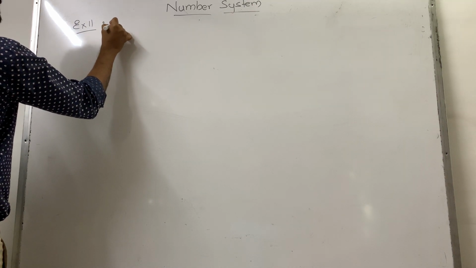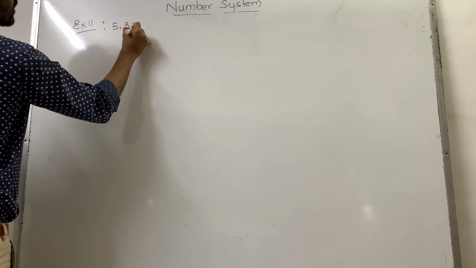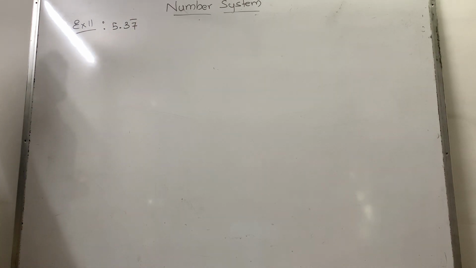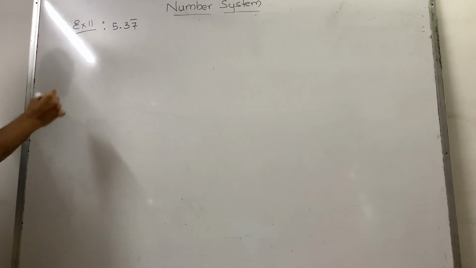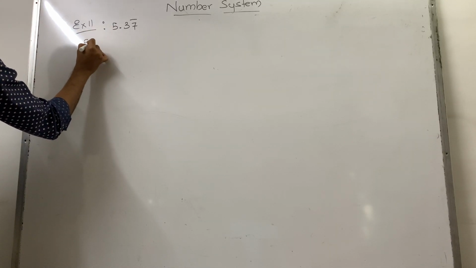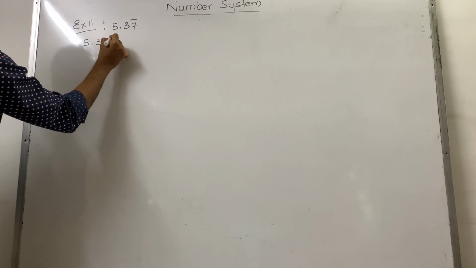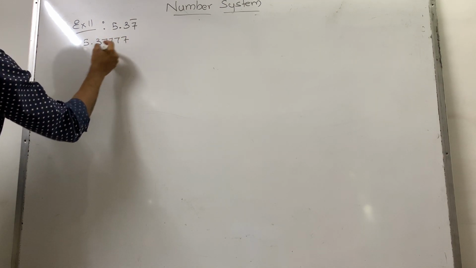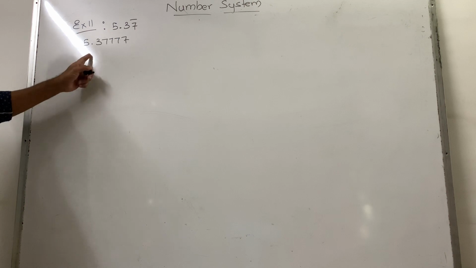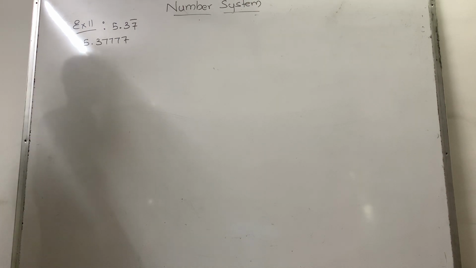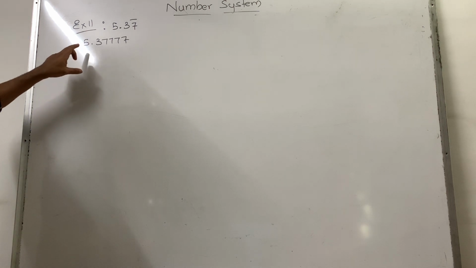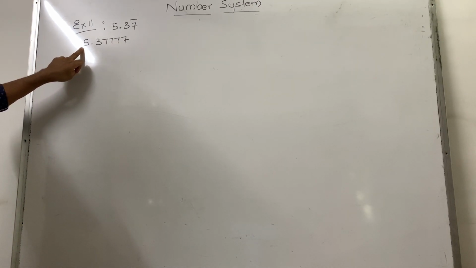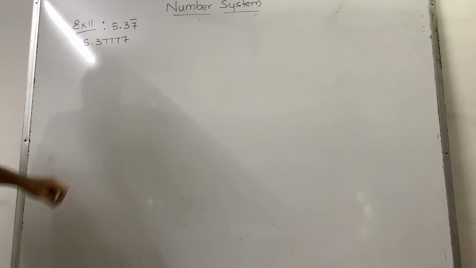Yes, so in the question they say you want to visualize 5.3 bar 7 on the number line up to 5 decimal places. Up to 5 decimal places, 5.3 bar 7 would be 5.37777. This is the number. You have to represent this number. Firstly, this number will lie between which two integers? You know it is greater than 5 but less than 6. So it will lie between 5 and 6.